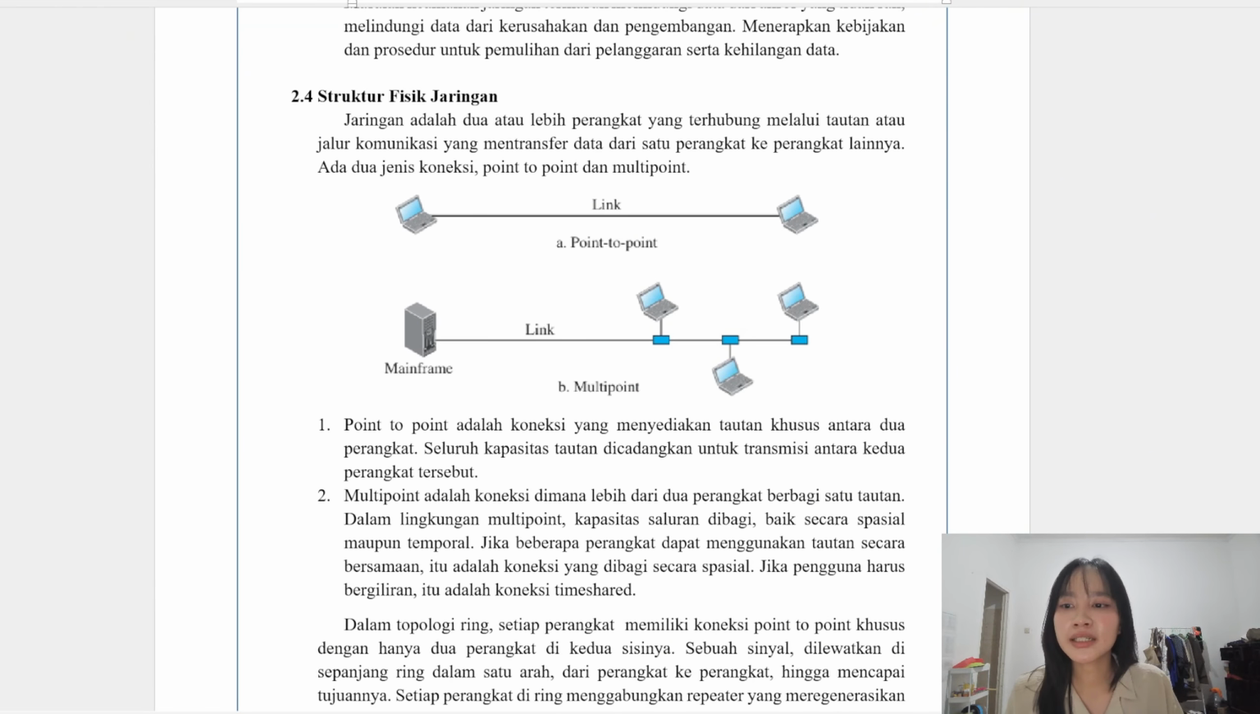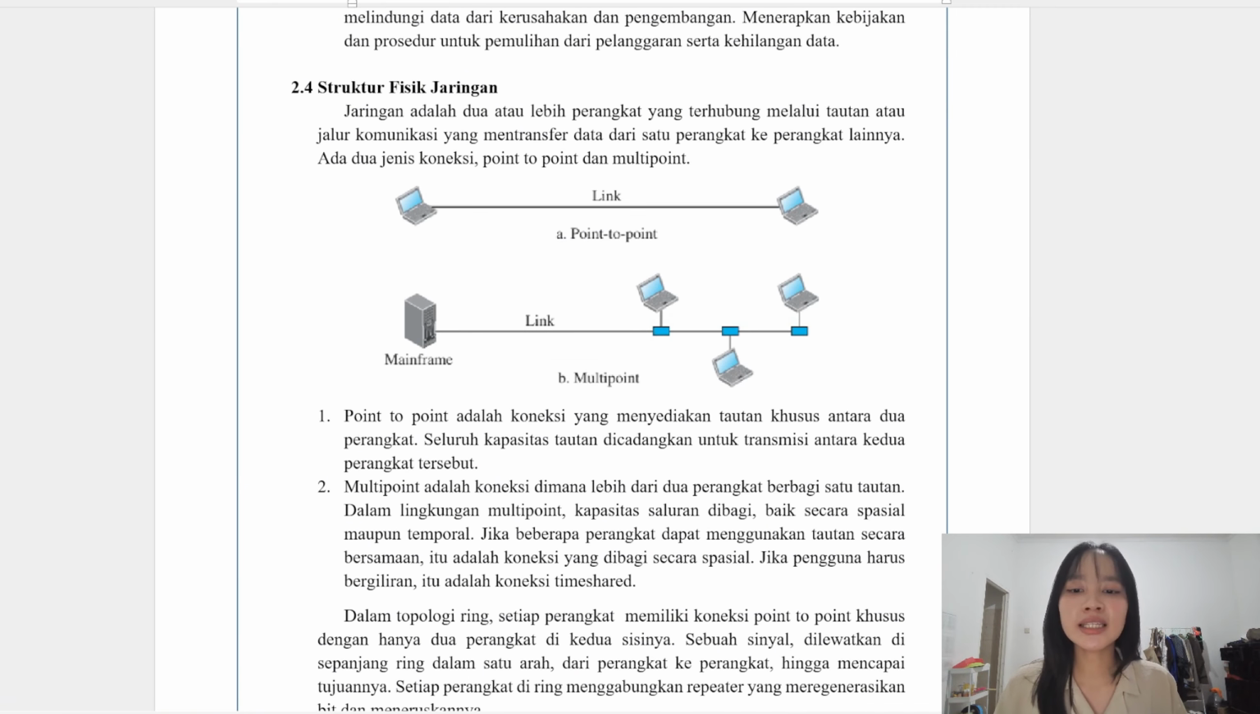And the fourth material is about physical network structure. A network is two or more devices connected via links or communication paths that transfer data from one device to another. And there are two types of connection: point-to-point and multi-point. The first one is point-to-point. Point-to-point is a connection that provides a dedicated link between two devices, and multi-point is a connection where more than two devices share a single link.